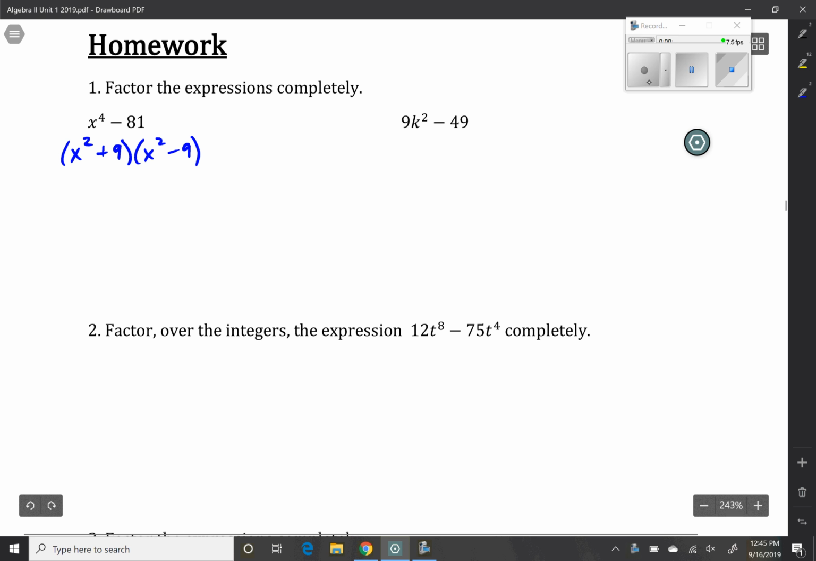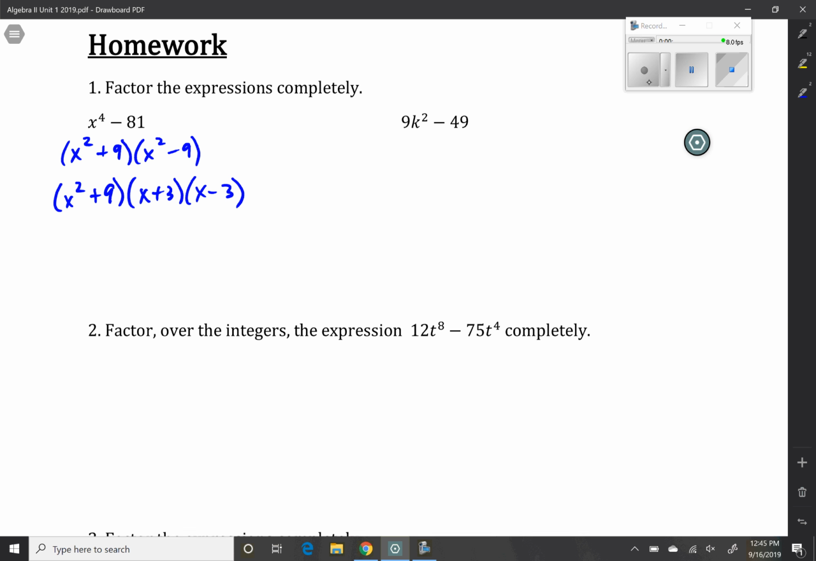Where do those numbers come from? I'm thinking what multiplies to itself to make x to the fourth, that's x squared, and what multiplies to itself to make 81. Then we have to ask ourselves, what can I still factor? So the first parenthesis definitely cannot be factored. The second one, however, can. I can multiply x times x to make x squared, and 3 times 3 to make 9. Notice I can't do that here because of the plus. We proved that in class.